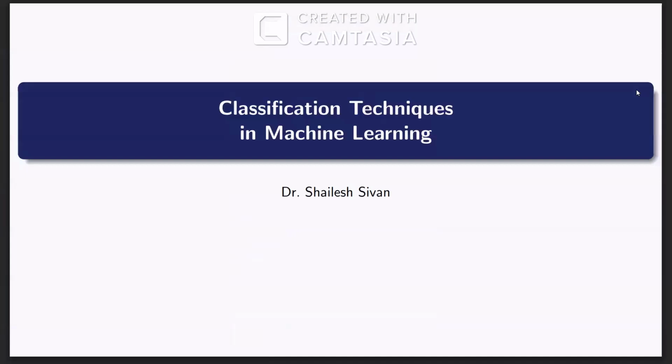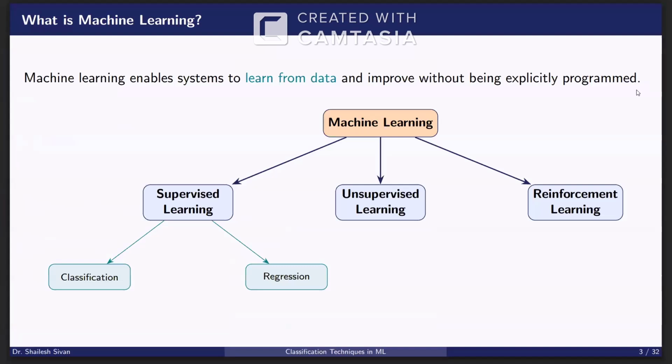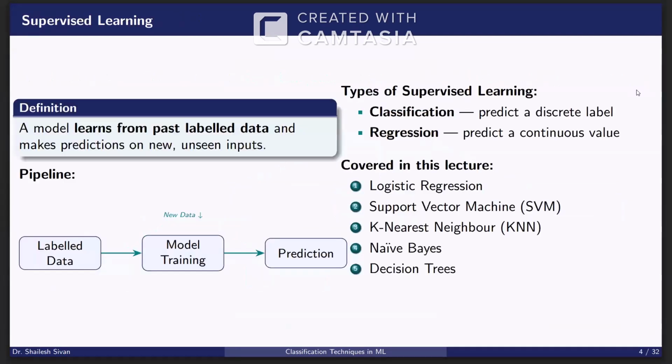So, as I said, machine learning enables systems to learn from data and improve without being explicitly programmed. Within machine learning, we have supervised, unsupervised, and reinforcement learning. Within supervised, we have classification and regression. In supervised learning, a model learns from past labeled data and makes predictions on new unseen inputs. So we train the model on labeled data, and given new data, it will give the prediction.